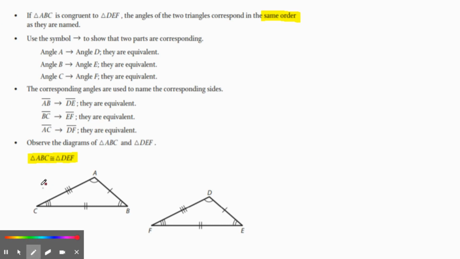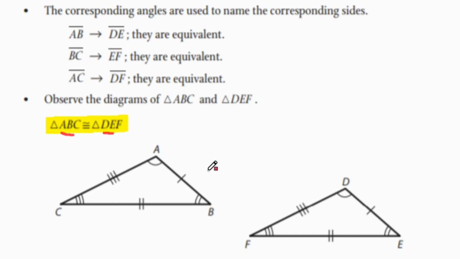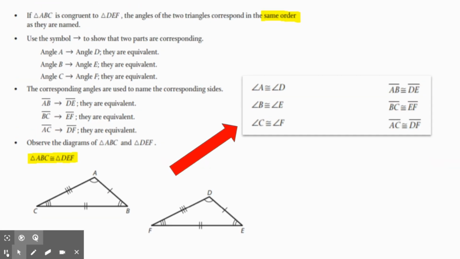Well, what about the sides? Notice that AB are the first two letters in this triangle, and DE are the first two letters in this triangle, and that is going to mean that line segment AB is going to be congruent to line segment DE. The next two are BC and then EF, and then finally you have AC and DF. Order matters the way you write the triangle congruent statement. Based off the picture, there are my 6 congruent statements. I have 3 congruent corresponding angles, and then I have 3 congruent corresponding sides.